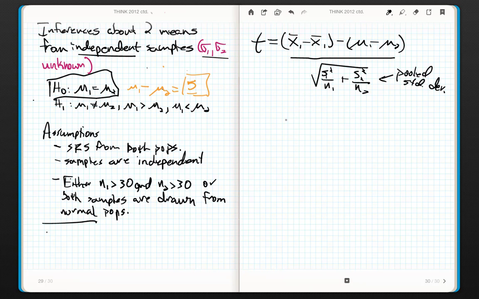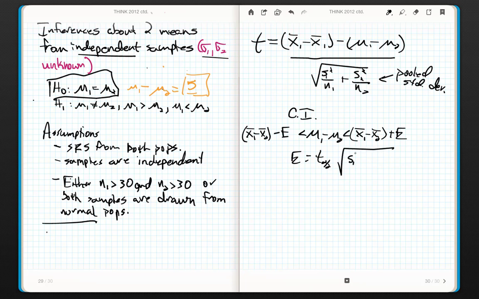If we're going to do a confidence interval, CI, you can probably tell where this is going to go. You know that mu1 minus mu2 is going to live between two values, which is going to be x1 bar minus x2 bar minus the error, and then x1 bar minus x2 bar plus the error, and your error term is just equal to your t sub alpha halves, which we got lots of practice with, times the square root of s1 squared over n1 plus s2 squared over n2. That's our error. It works just the same.